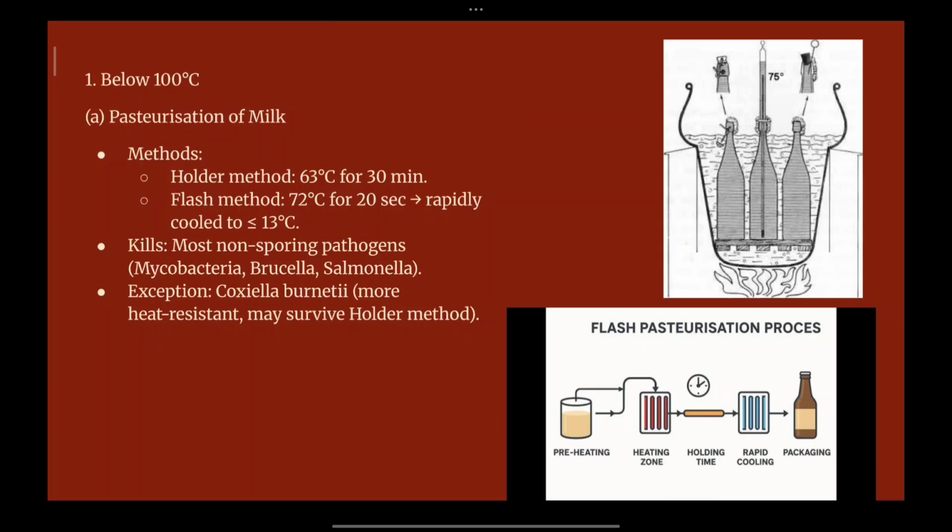Now, what all organisms are killed in the pasteurization process? There are non-sporing pathogens.